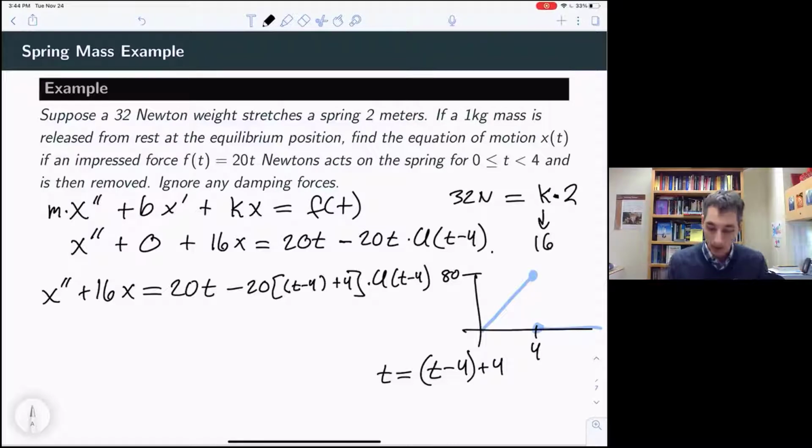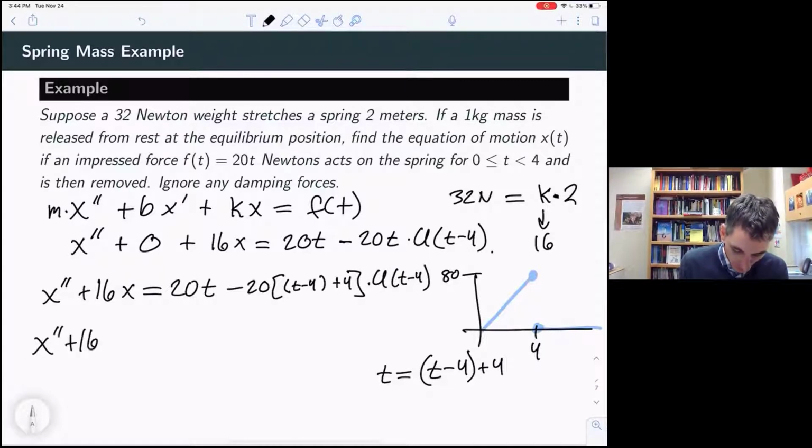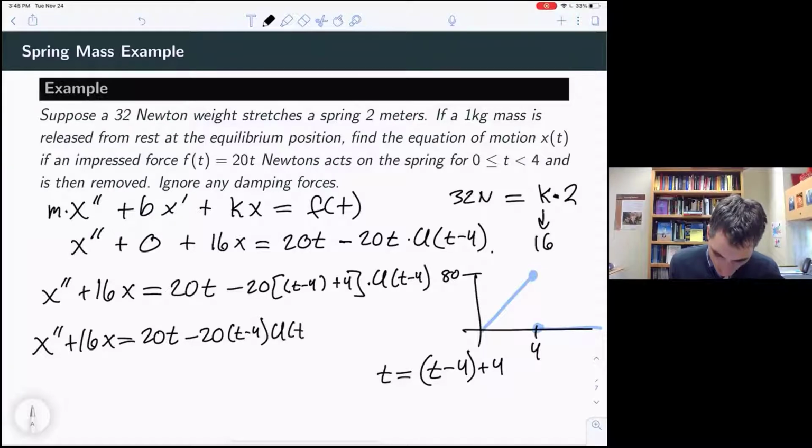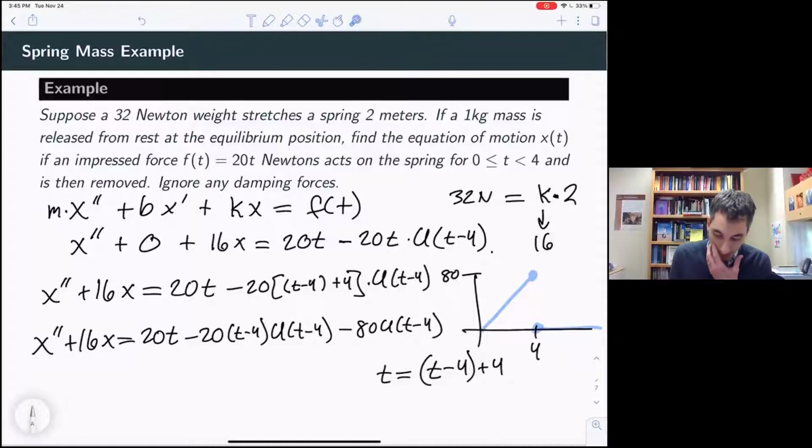But if I then multiply this u t minus 4 into that, then what I will get is a formula that's in the right form. So 20 t minus 4 u t minus 4, and then minus 80 u t minus 4. So you can see here 20 times 4 is 80. With the minus, it makes it negative. And then here's just the negative 20 times the t minus 4. And so that's just explaining that there.